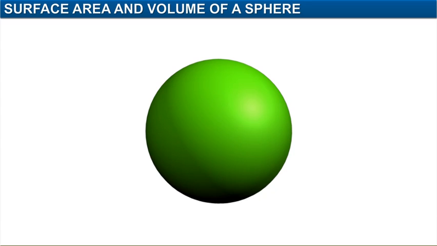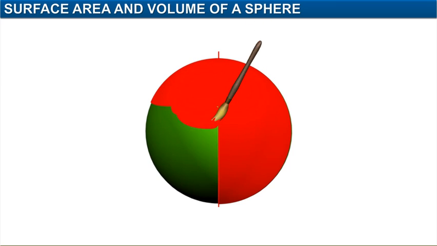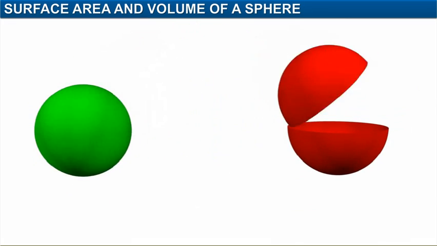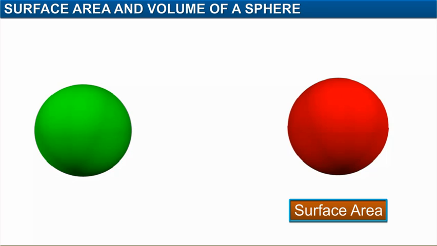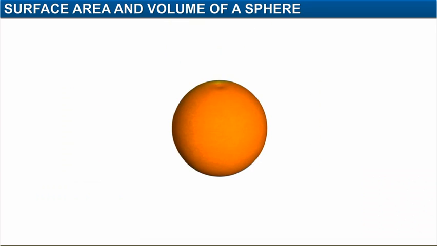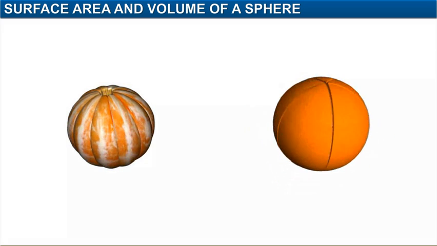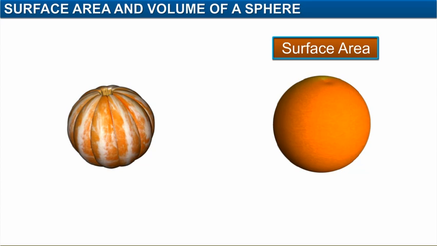The surface area of a sphere is the total exposed area of the sphere. If we paint the sphere, then the whole painted area of the sphere represents the surface area. An example that will help to easily visualize the surface area is an orange. If you peel off the skin of an orange, the area of the skin represents the surface area of the orange.